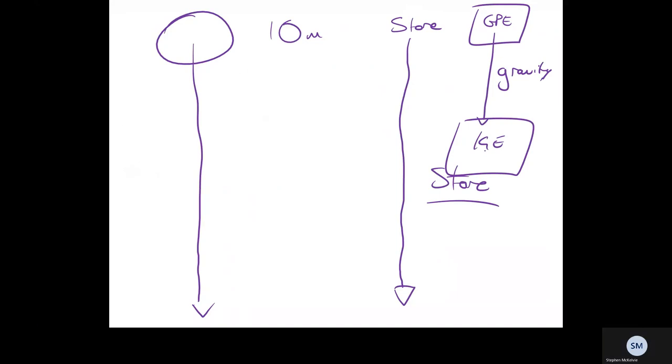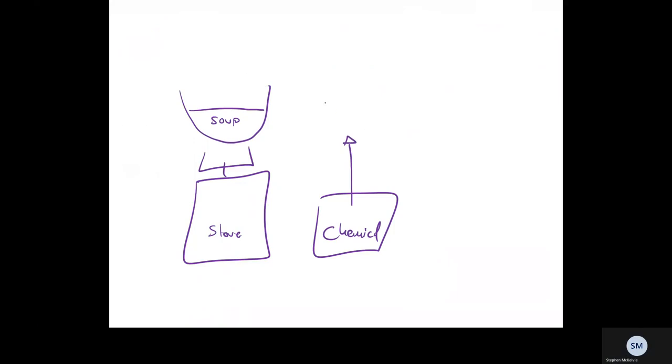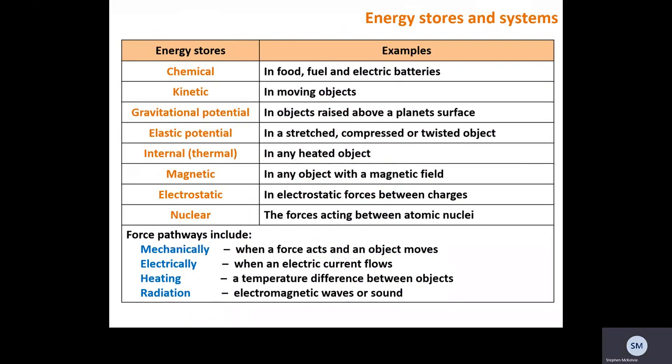One last one. Let us say I have got a camp stove. And on this camp stove, I put a bowl of soup. The gas in the camp stove has got a store of chemical energy. And I can transfer that energy into a thermal store in the soup when I want it to warm up. And that transfer is called heating. So when that transfer occurs, this object, my soup, gains thermal energy and gets warmer. I'm going to leave those there. You can have a look at the different stores and pathways.